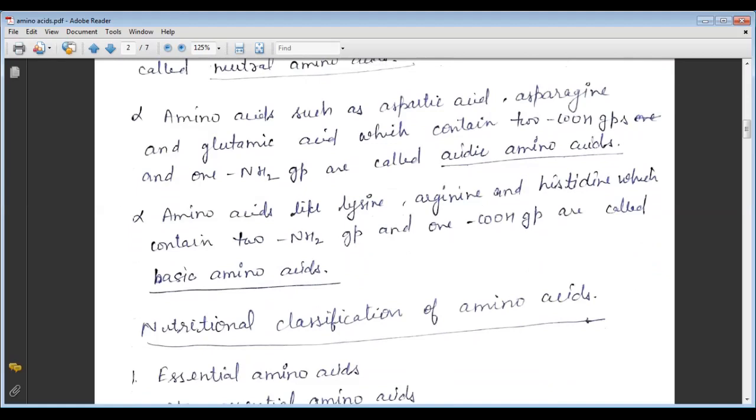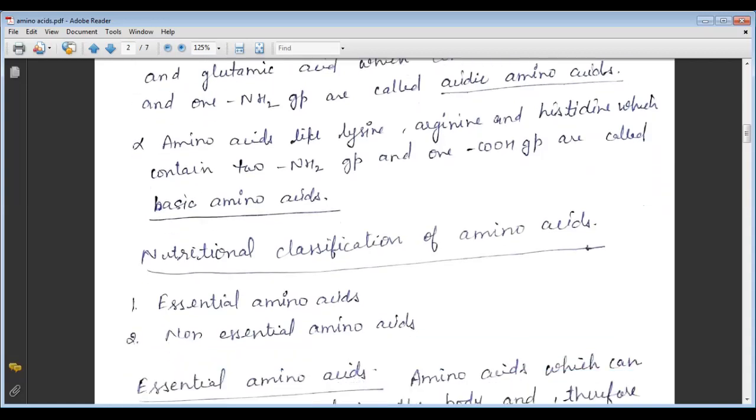So this is called the acidic amino acid. Then come to the third type, the alpha amino acids like lysine, arginine, and histidine, which contain two NH2 groups and one COOH group. So these are called the basic amino acids. So now we know about the neutral amino acid, acidic amino acid, and the basic amino acid also.